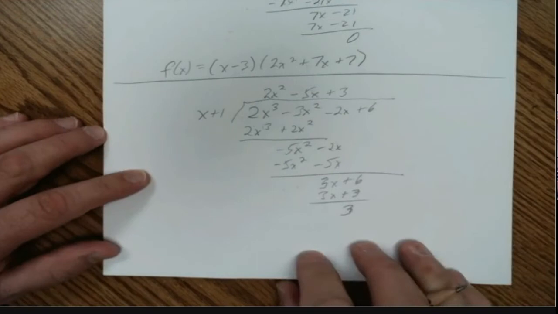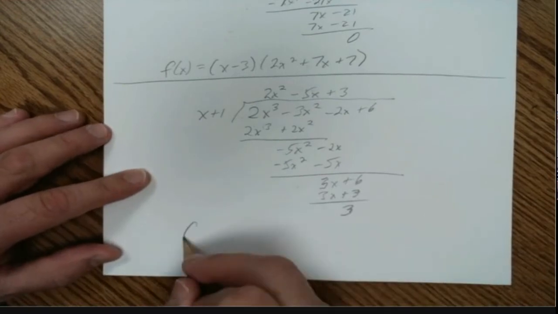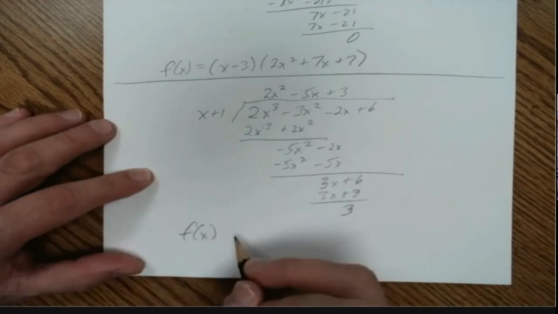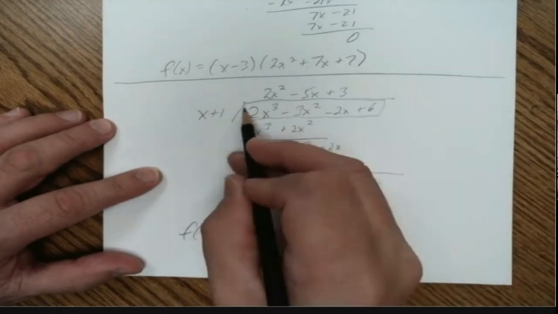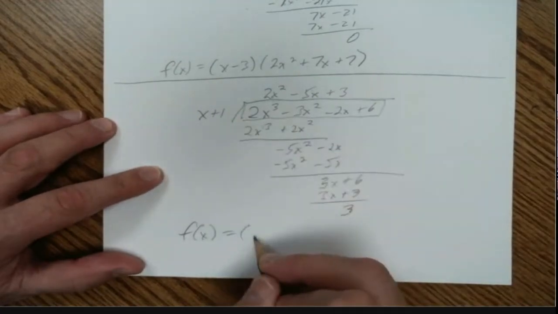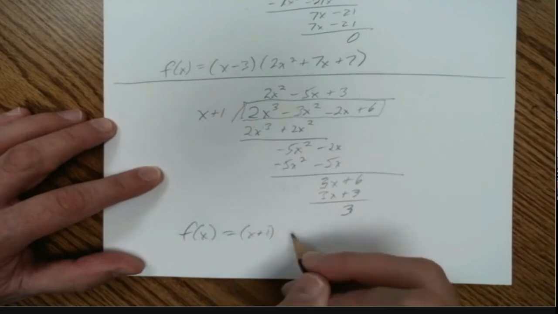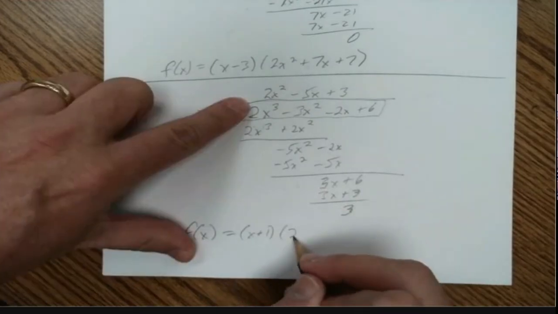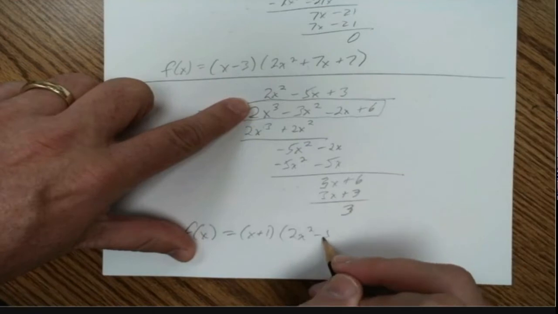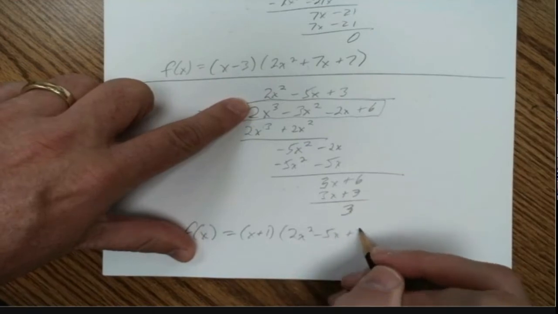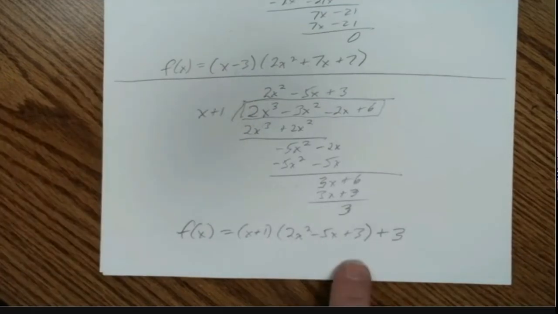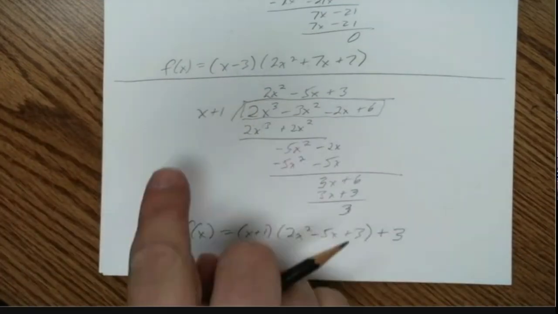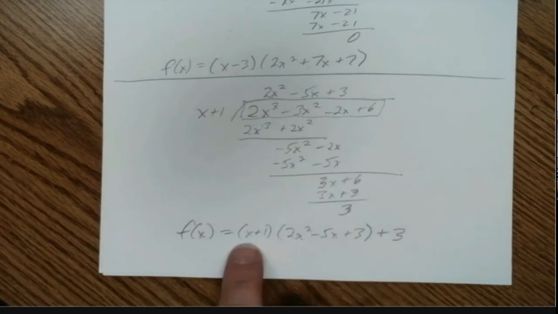So that means we could write f of x this way. Instead, start out with this. But we know x plus 1, if we factor it out, leaves 2x squared minus 5x plus 3 with a remainder of 3. We can rewrite that, factoring out x plus 1, to be this right here.